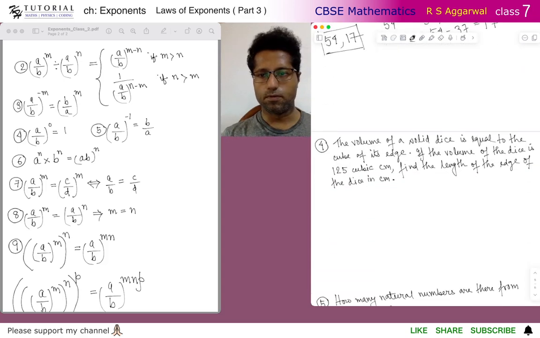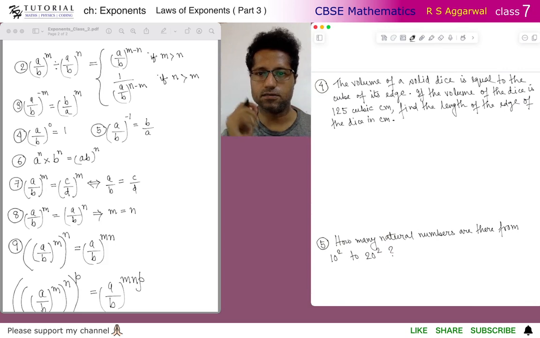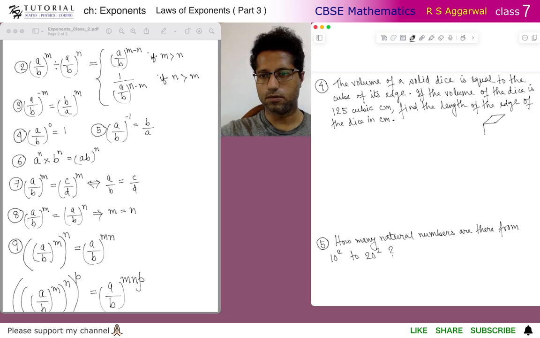Let's do problem number 4. It says that the volume of a solid dice is equal to the cube of its edge. If the volume of the dice is 125 cubic centimeter, find the length of the edge of the dice in centimeter. Dice means this kind of thing. It's a solid cube kind of thing. I'm showing it transparent, but it is solid.